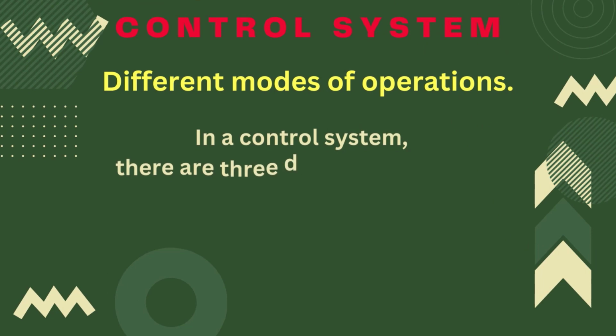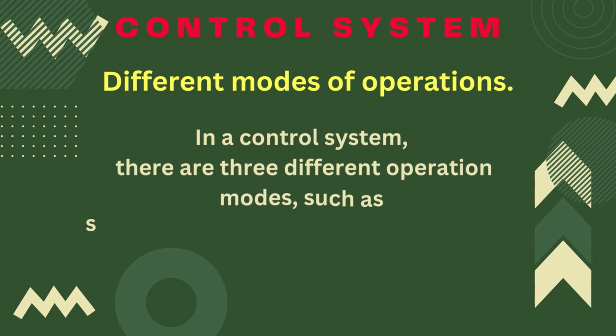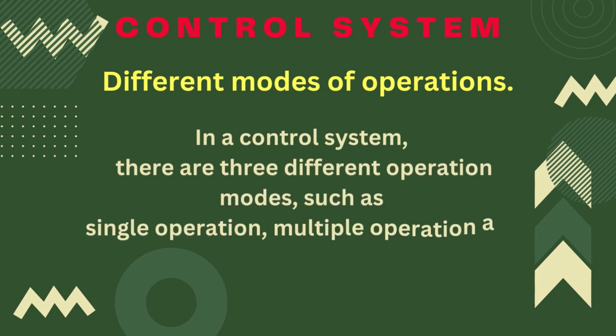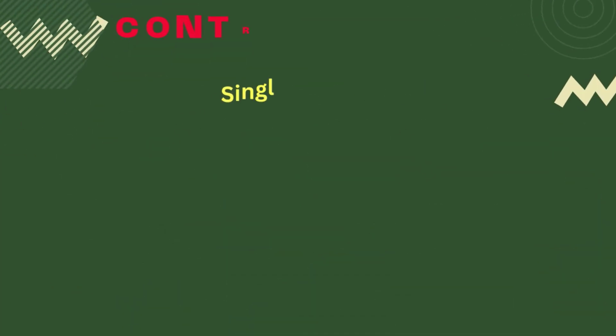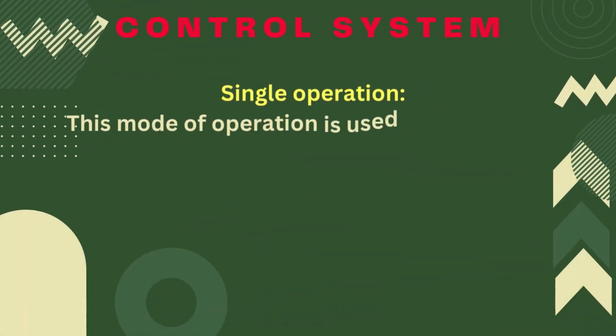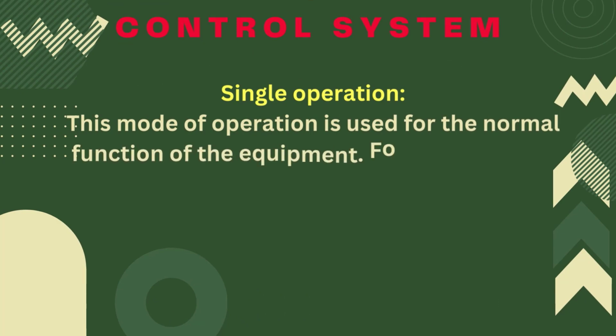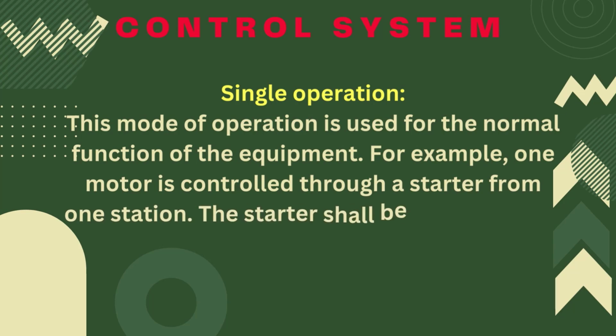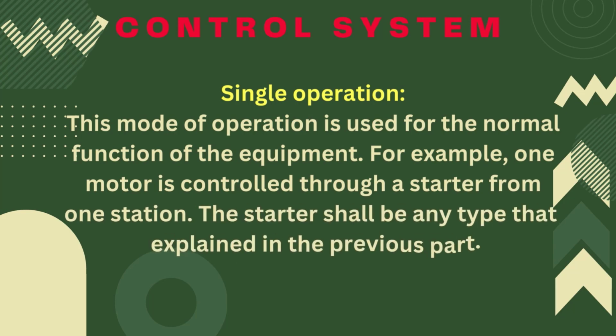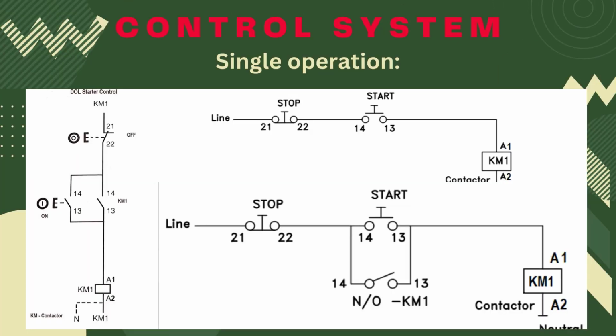Different modes of operations. In a control system, there are three different operation modes: single operation, multiple operation, and sequential operation. Single operation. This mode of operation is used for the normal function of the equipment. For example, one motor is controlled through a starter from one station. The starter shall be any type that is explained in the previous part. Here, given a sample drawing of starters to refer to the single operation.